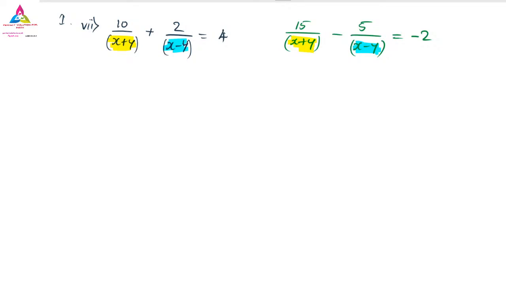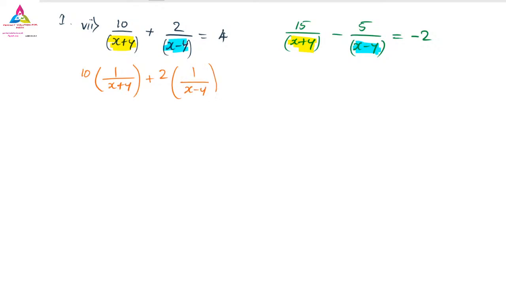We can take a and b or p and q. Let me take p and q only. So here we have to write this equation in the form of 10 into 1 divided by x plus y, and 2 into 1 divided by x minus y.